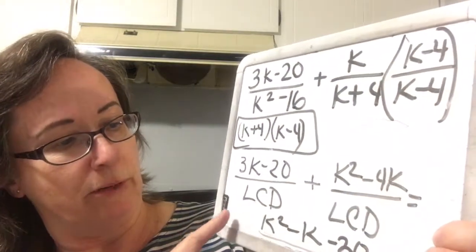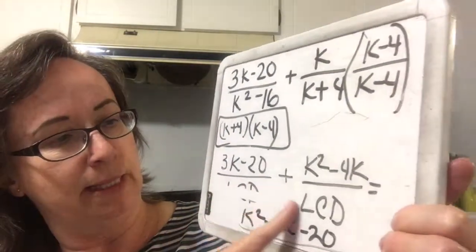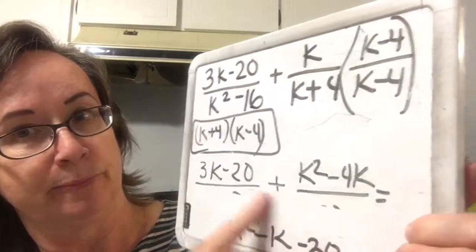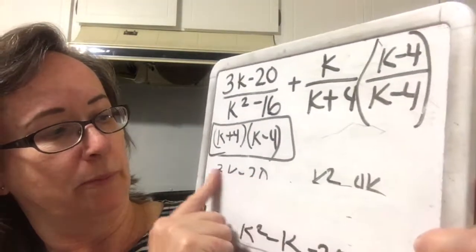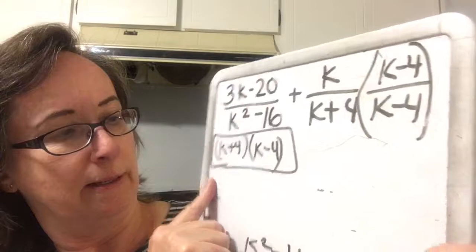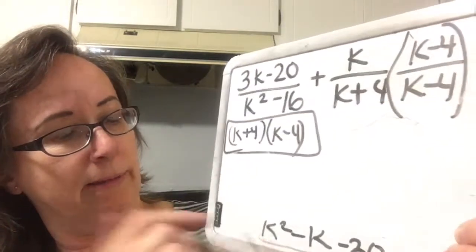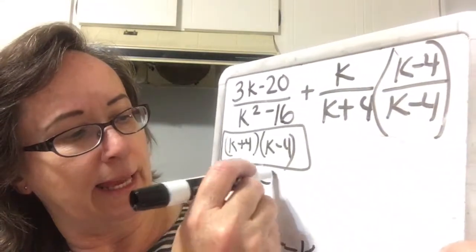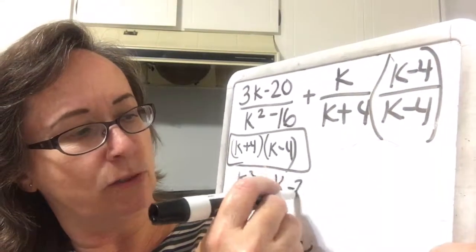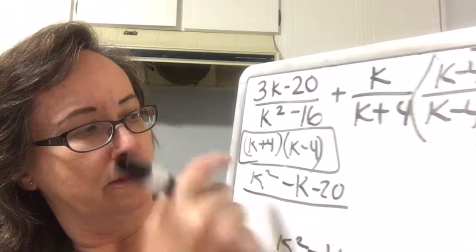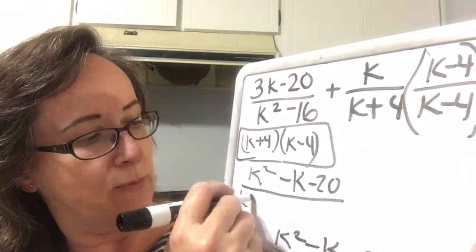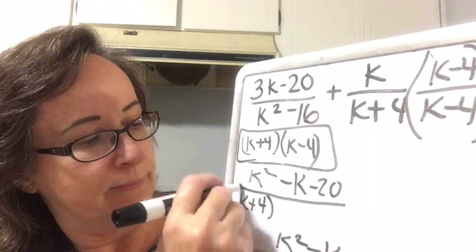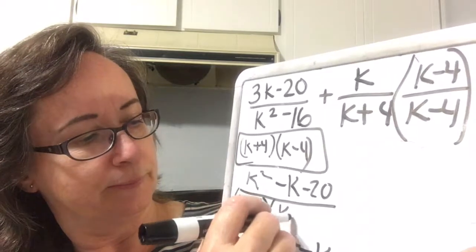So I'm going to go ahead and just erase this right now so that I have a little bit more board space. And I'm going to rewrite this k squared minus k minus 20 over the LCD, which is k plus 4, k minus 4.